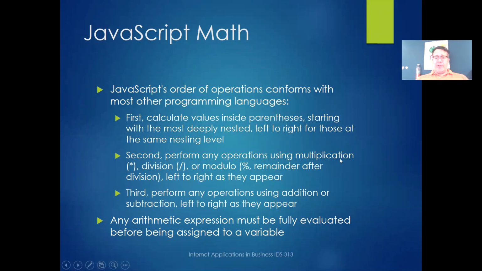Second, multiplicative operations, right? So any operations involving multiplication, division, or modulo. Modulo is just the remainder after division. They go left to right as they appear. And last, anything with addition or subtraction, again, left to right as they appear. So within JavaScript, any arithmetic expression must be fully evaluated before being assigned to a variable.